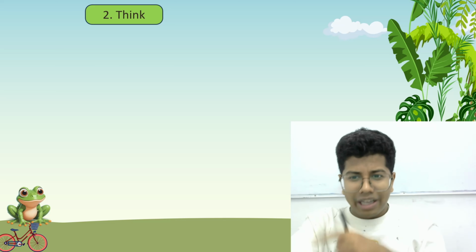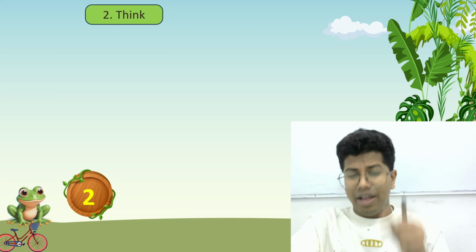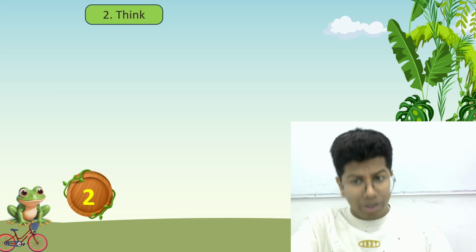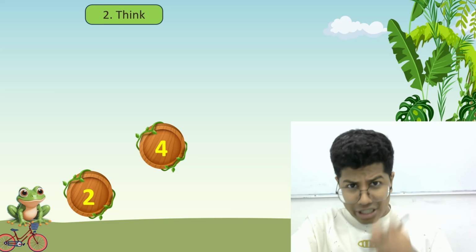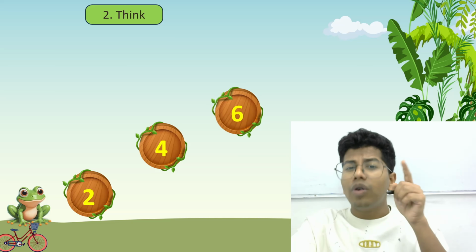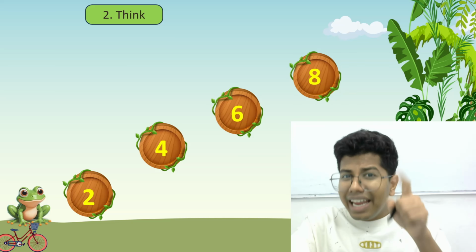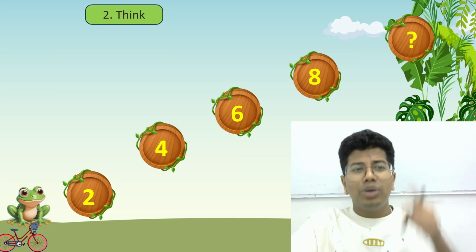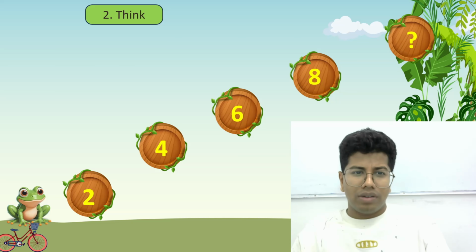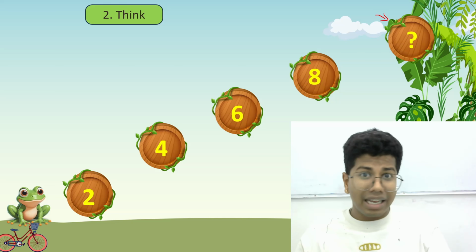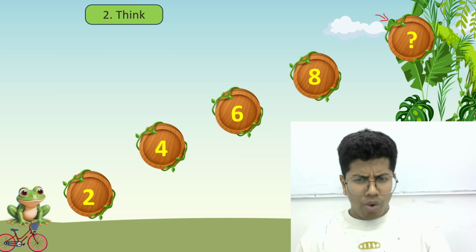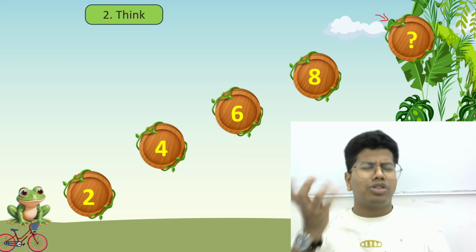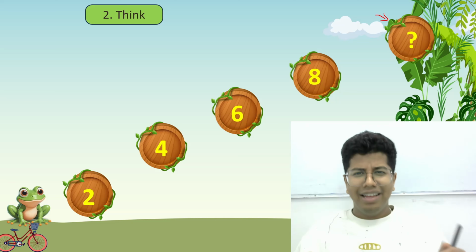So the frog can jump onto the log where the log has a number 2 written on it. After 2, it will jump on 4. After 4, 6. Then 8. Can anyone tell me to reach the top log, the top of the tree, which log he has to jump on? This question mark. Can anyone tell? We can observe this is 2, 4, 6, 8. Oh, students, that was 10. Very good. It is 10.